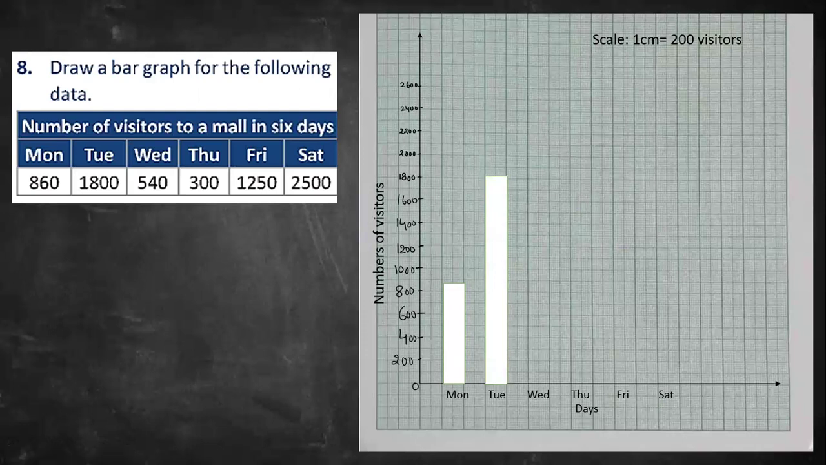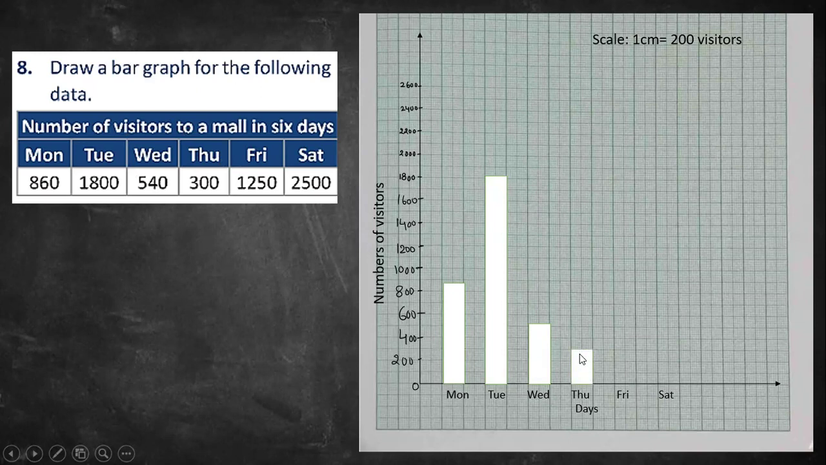Now Wednesday it is 540. So 500 will come between 400 and 600. So it is 540 means it will come till here. Yes. Thursday it is 300. 300 will come between 200 and 400. Okay, so it is 300.